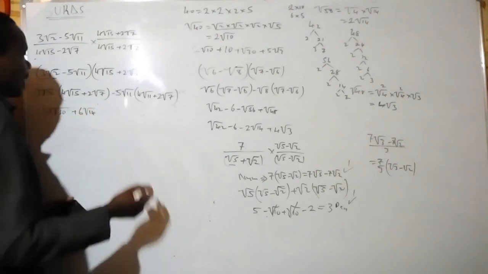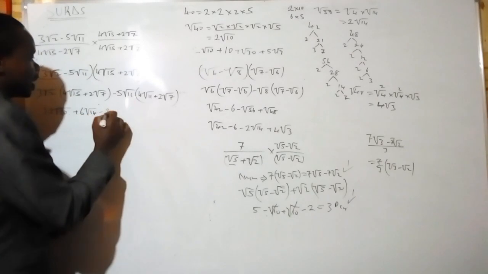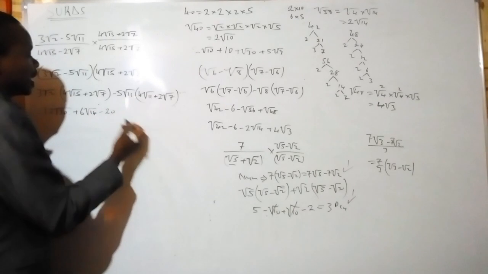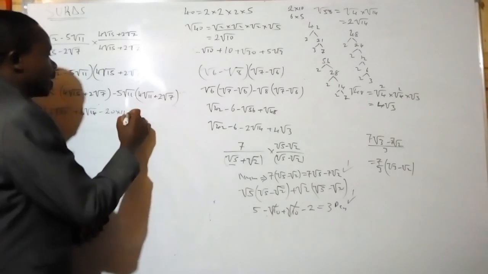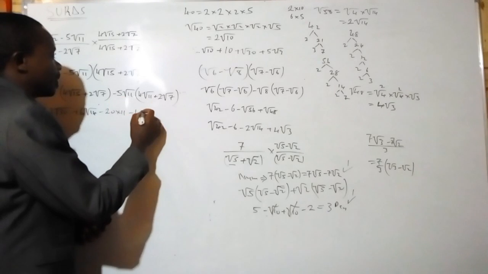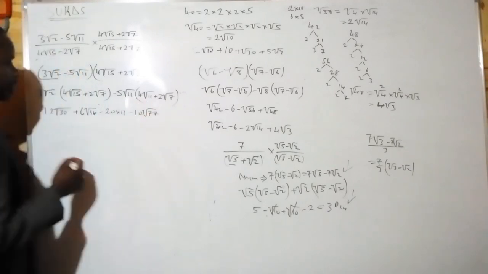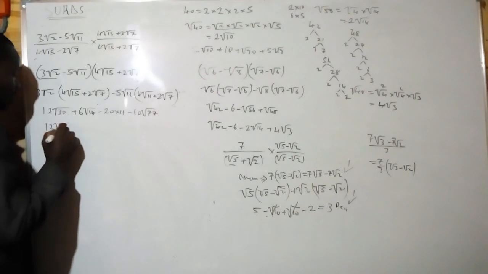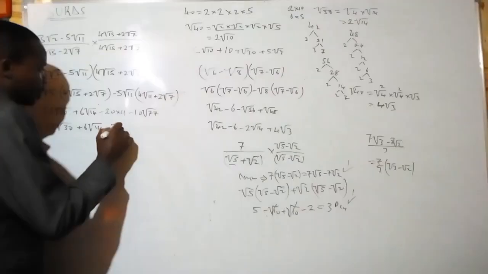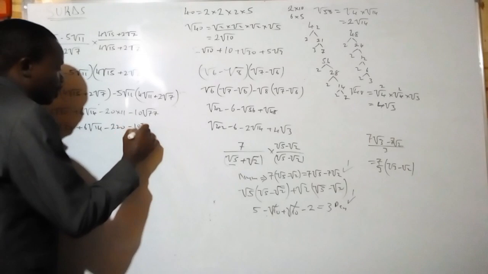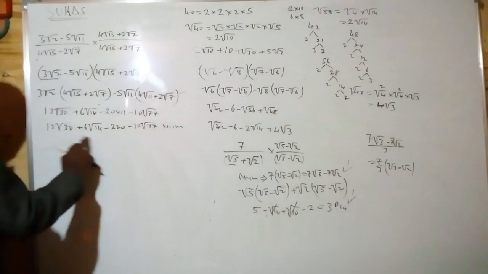Next. Negative. What is outside the root? 5 times 4, 20, root 11, root 15 is root 165. So here we are going to multiply, negative, positive, negative, 5 times 2, 10, root 11, root 7, root 77. Therefore, you are going to have 12 root 30 plus 6 root 14 minus 20 root 165 minus 10 root 77. This is our numerator. Anything common? All these are unlike terms.